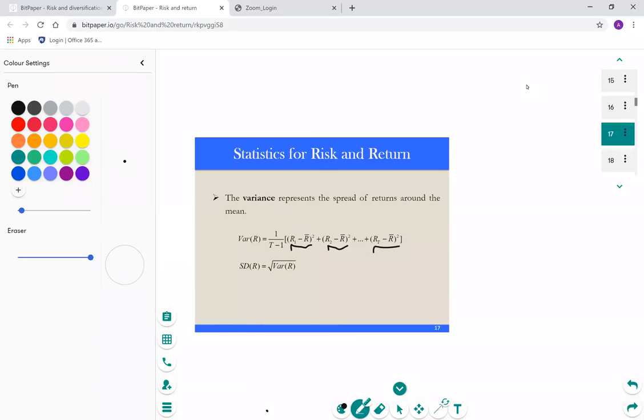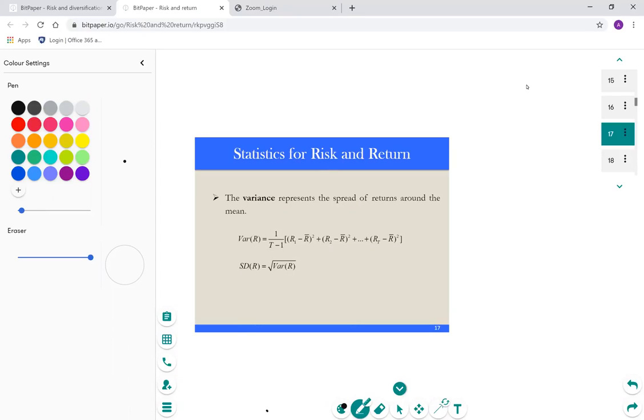And then you divide that. In this case, if you're looking at the sample variance, you don't divide that by t, you divide that by t minus 1. That's something that comes out of the statistics. You actually lose a degree of freedom because you use 1 degree of freedom to calculate the mean, R bar, and so it would not be an unbiased estimate if you divided by t.